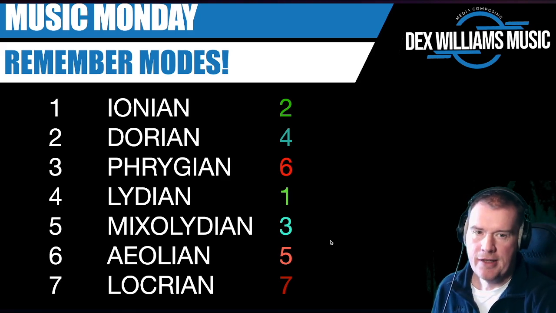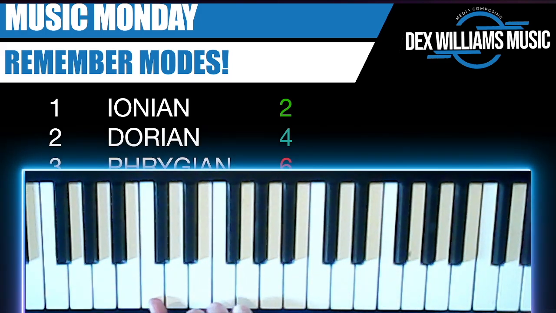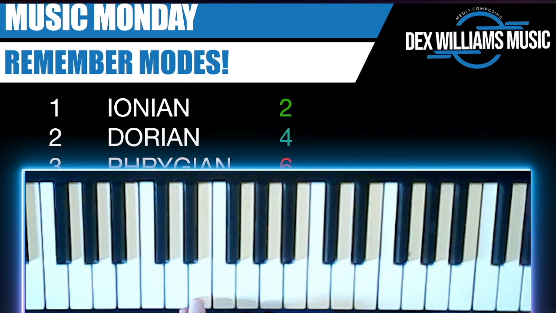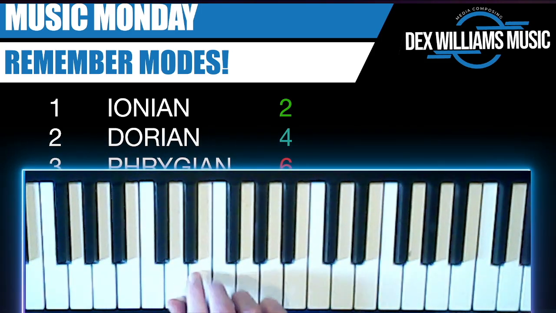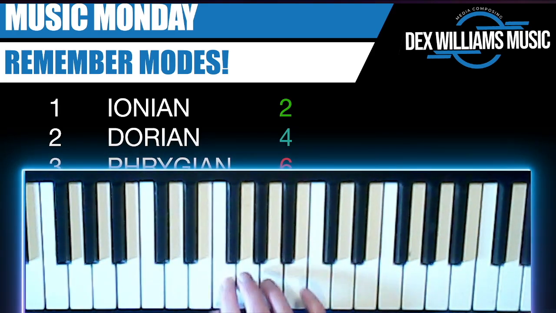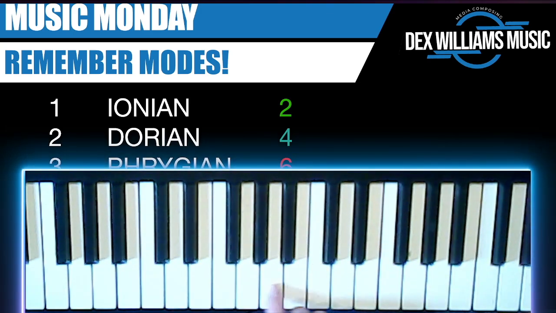The first way that I showed in the other video of how to work this out was if you start on the first degree of a major scale and play all the notes in it, you will play an Ionian mode. If you start on the second degree, you'll play a Dorian, and you'll play a Phrygian if you start on the third, and so on as you move up.